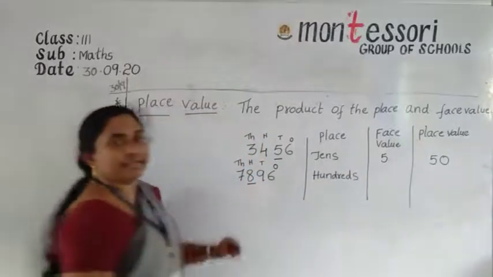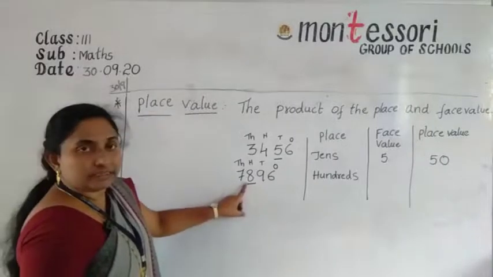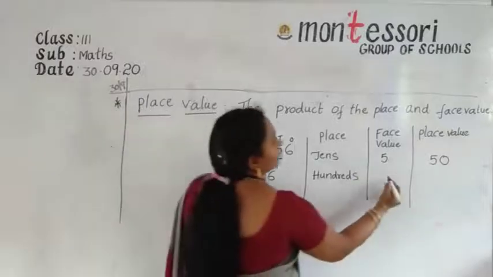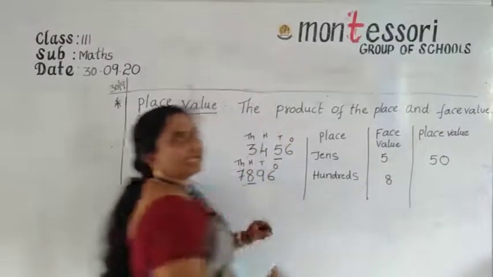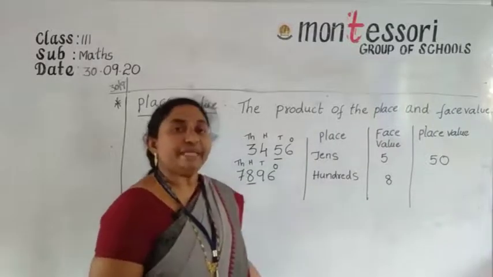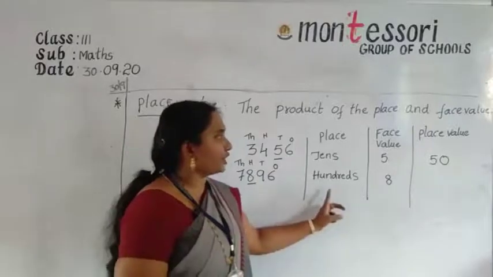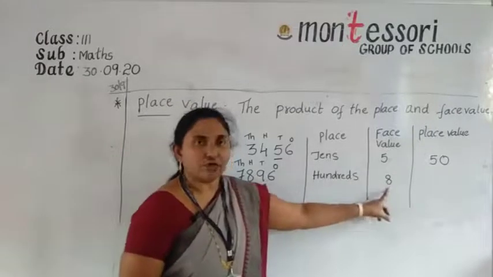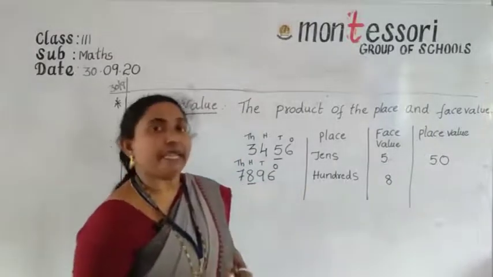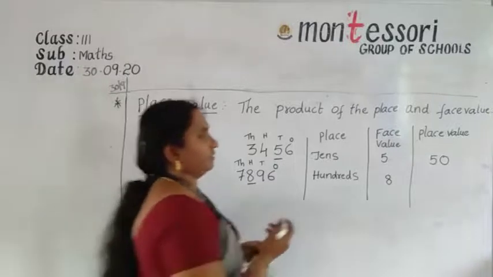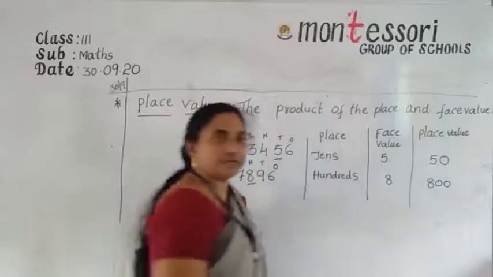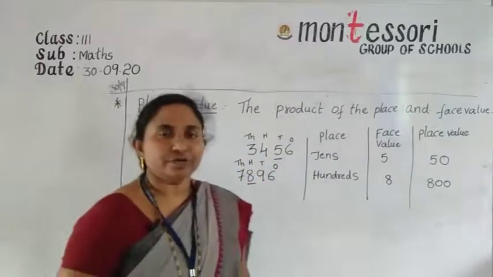Understood? Okay. Now the face value of 8. The face value of 8 is 8 only. Okay, the number itself. Now what is the place value of 8? Place value is nothing but a product of place and face value. So here 100 into 8 or 8 into 100. 8 hundreds are 800. Okay. So now I am writing here 800. Understood all of you?